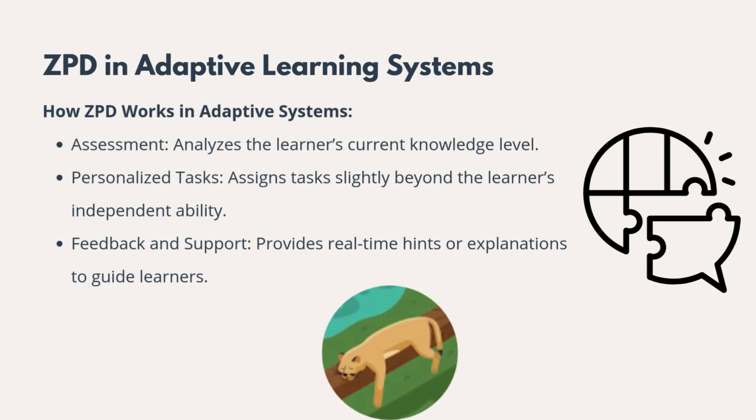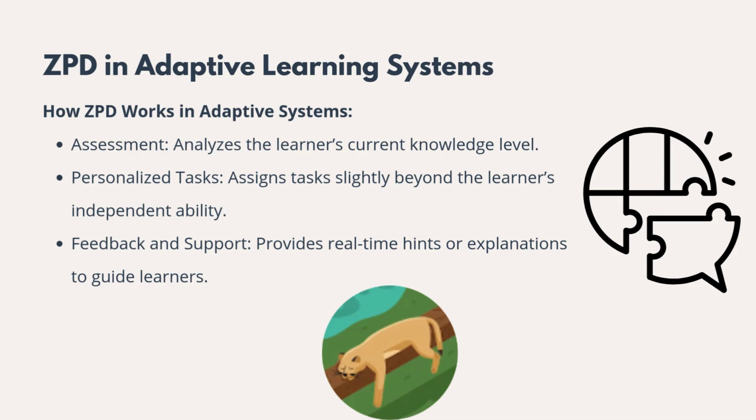Understanding how ZPD functions within adaptive systems reveals its significance in personalized education. First, the process begins with assessment. Adaptive systems analyze the learner's current knowledge, pinpointing areas of struggle and identifying growth opportunities. From there, personalized tasks are assigned. These tasks are designed to extend just beyond what the learner can independently manage, encouraging incremental growth.